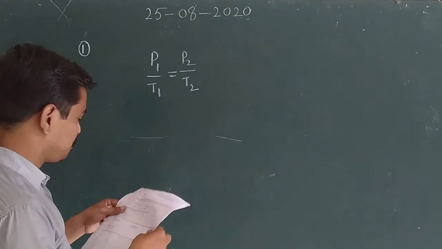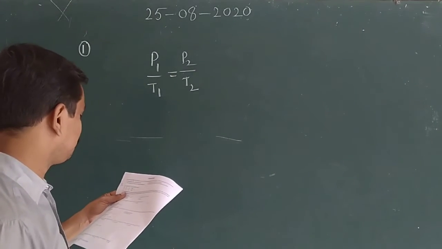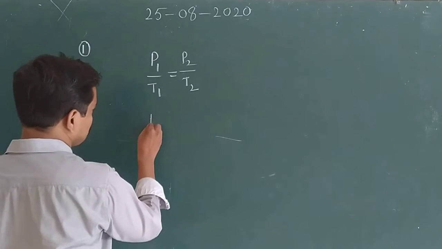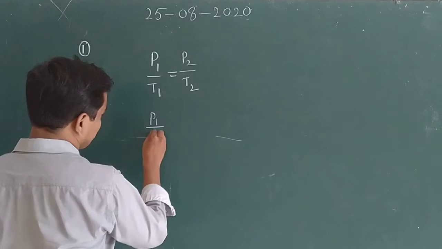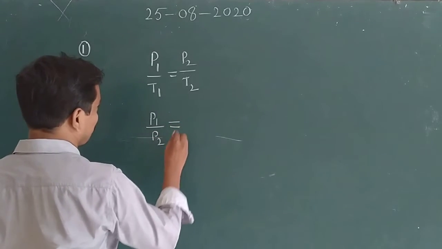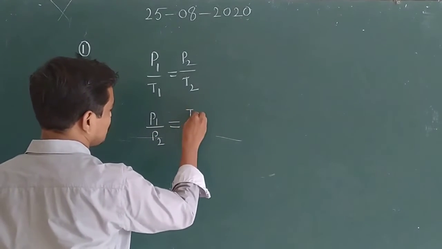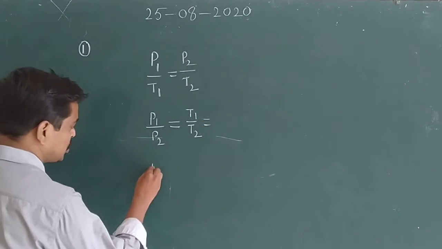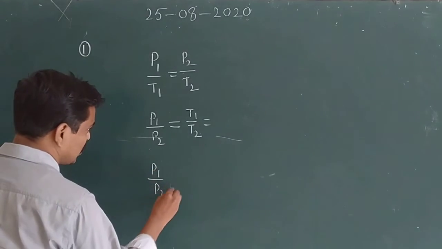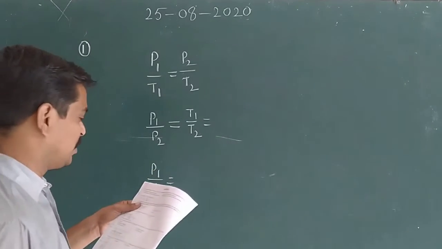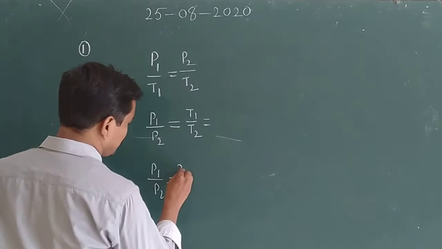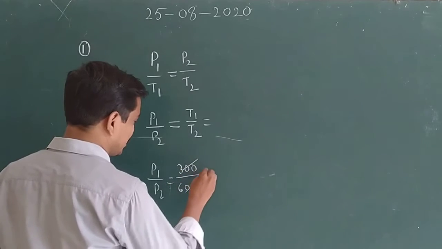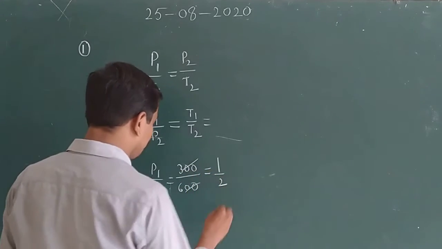Listen, students. First, P1 we don't know, P2 we don't know. So I am migrating P1 and P2 towards one side. P1 by P2 is equal to T1 by T2. Yes, students. Now come to my point, students. P1 by P2 is equal to the temperatures given regarding pressure. T1 is 300, T2 is 600. That means 300 by 600, which is 1 by 2.